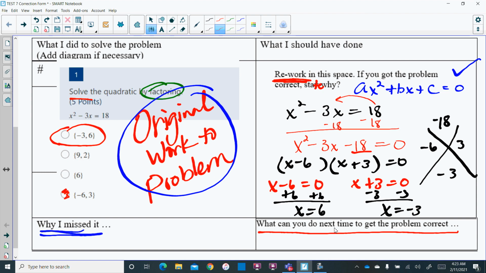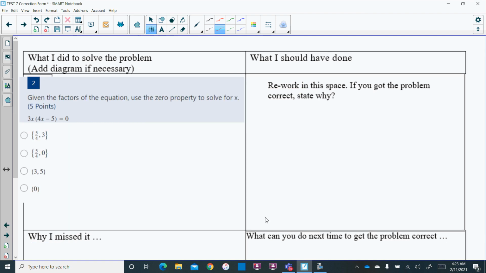I'm going to go over the first section of the test. So I think that, like I said, that includes 1 through 4. So if you needed number 2, here it is. Number 2 says given the factors. So they already gave you the factors of the equation. Use the 0 property. Okay.